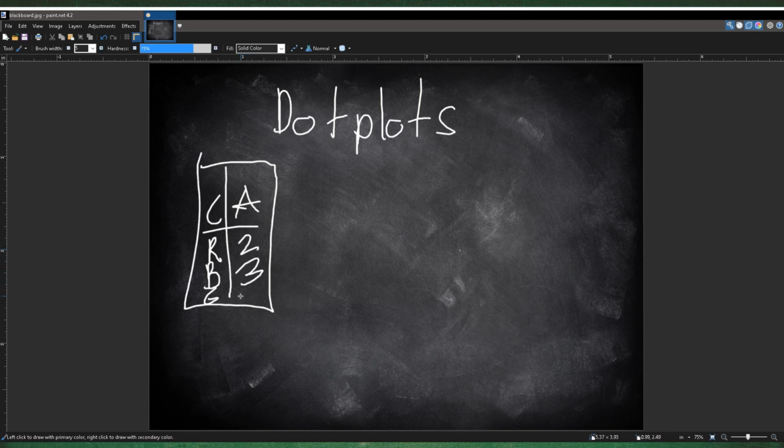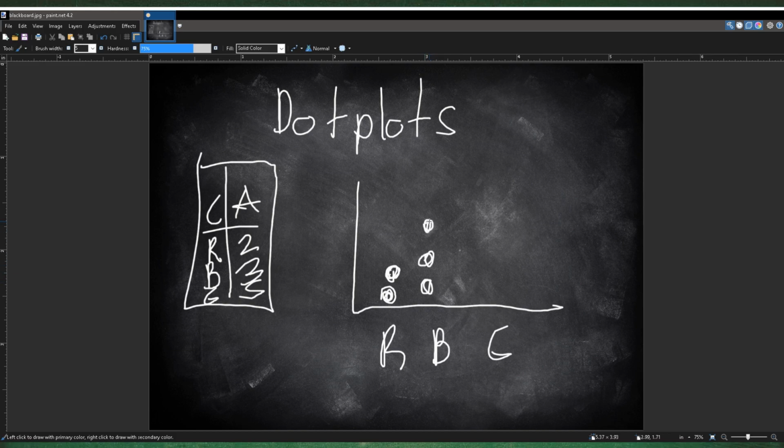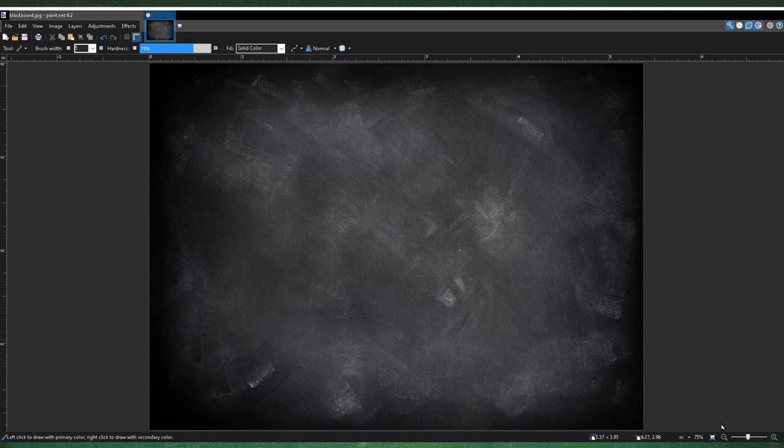We have 2, 3, and 5, right? Then basically we're going to have red, blue, green, and you could basically say 2 dots for red, 3 dots for blue, and 5 dots for green. It's basically just that simple. For this type of graph, you won't be using this as much as the one that we're going to be showing right now, which is called histograms.